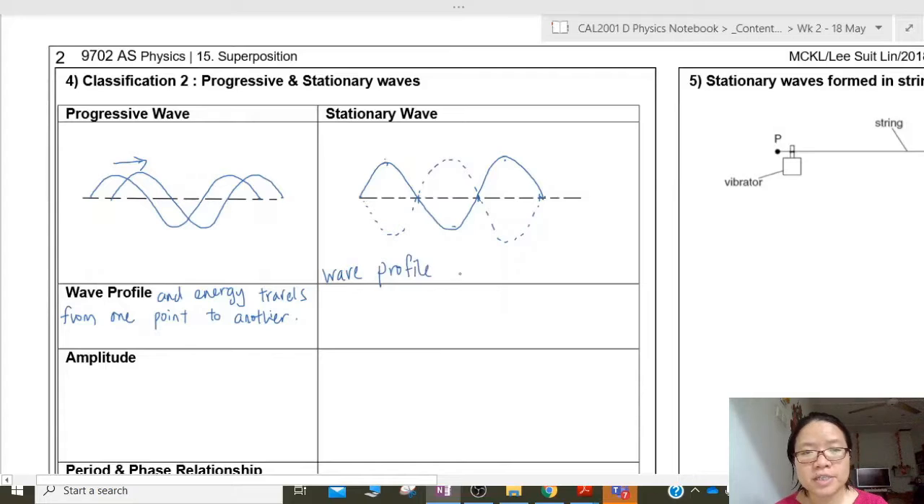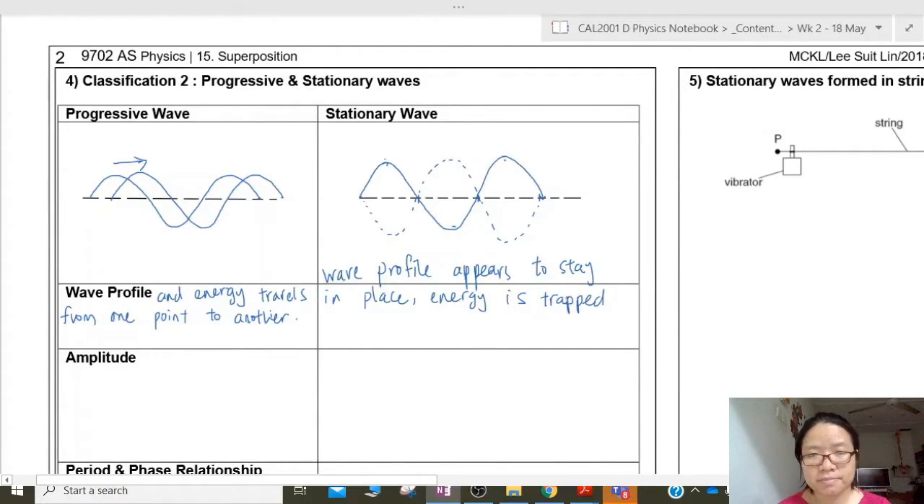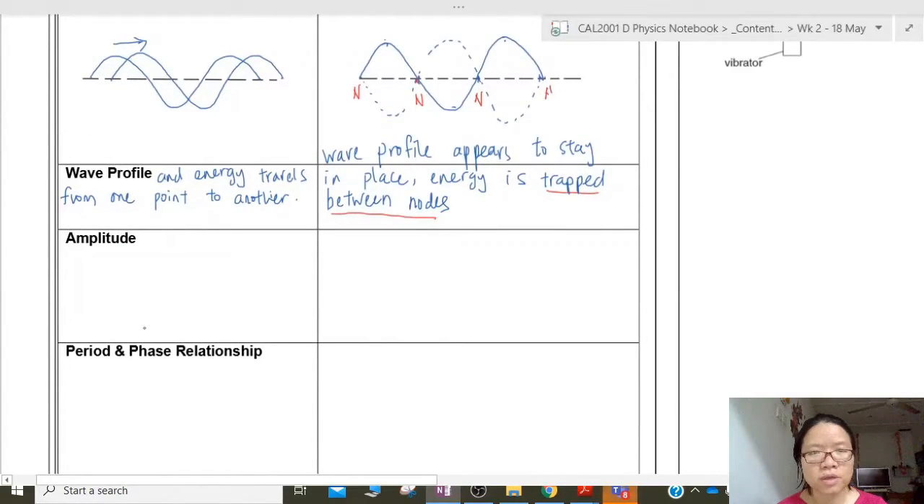In this case, the wave profile appears to stay in place. It's not going to move anywhere, and the energy is trapped between two nodes, and I will show you a video of that later. So two nodes are here. Actually, in this, if you count properly, there are 4 nodes. Also, at the same time, let's label the antinodes. At least I think that's what I'll do later.